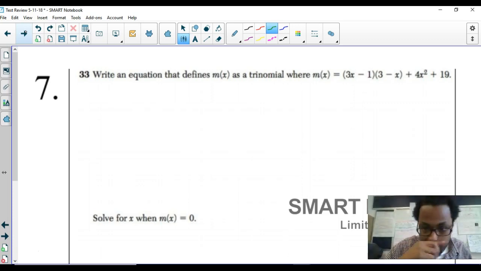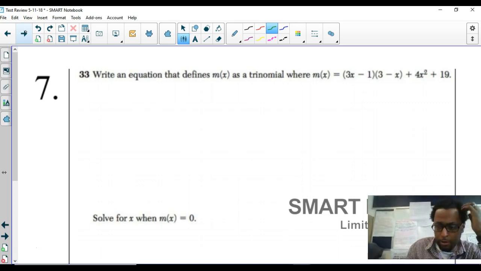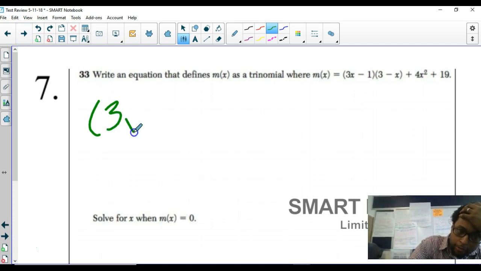Question number 3. Write an equation that defines m of x as a trinomial where m of x equals 3x minus 1, 3 minus x plus 4x squared minus 19. I'm actually going to multiply all this first. Okay.